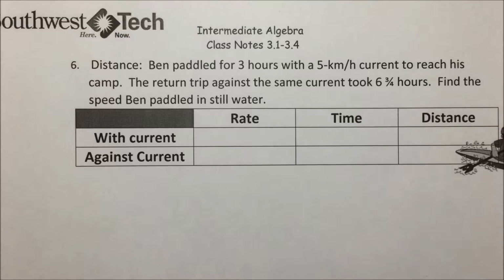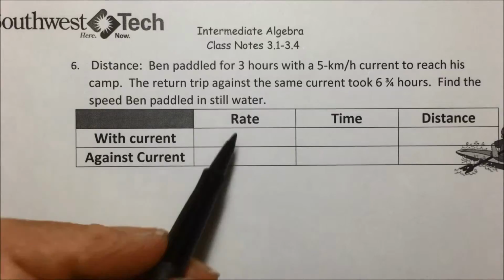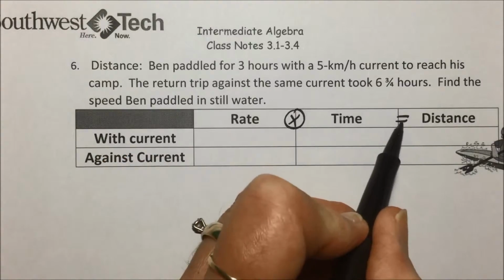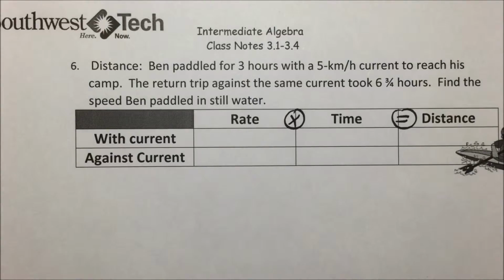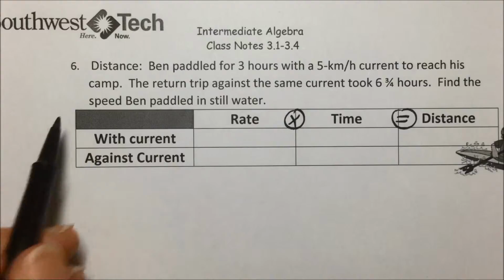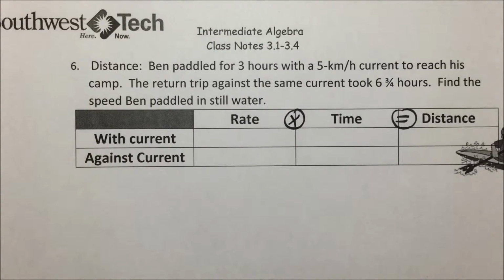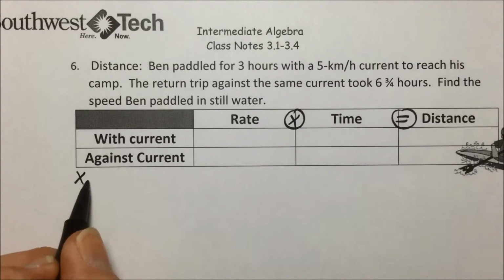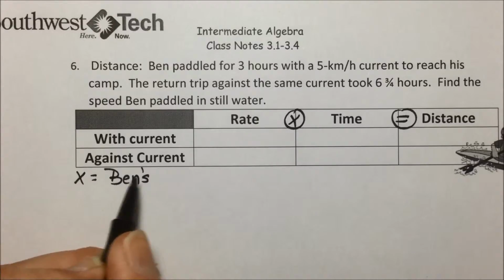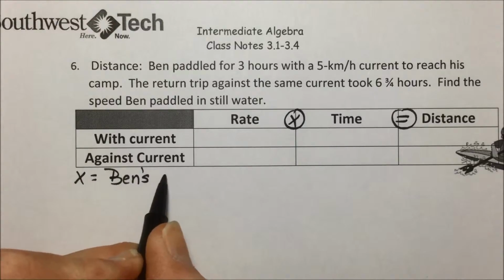This is definitely a distance problem, so to help us organize the information, I've set up a table with the components of a distance formula. Rate times time equals distance, and they're asking us to find the speed of Ben paddling in still water. Think of this as though he were canoeing on a lake. So we'll let our variable represent that unknown. So x will be Ben's still water rate.